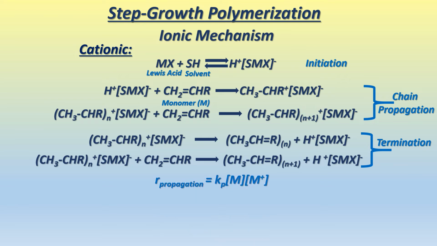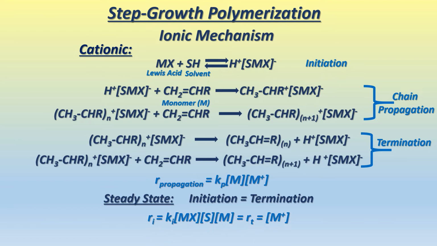The rate of propagation is simply going to be equal to the concentration of the unreacted monomer and the carbocation chain. Once again, in polymerization, you have a steady state where initiation and termination are balanced. The rate of initiation depends upon your amount of Lewis acid, the solvent, and the monomer, while the rate of termination is equal to the carbocation chain.